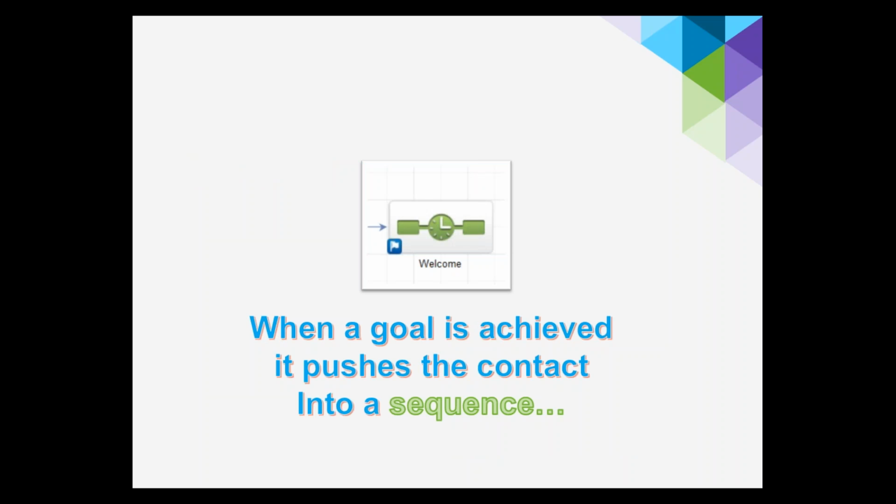Once a goal is achieved, it will push people into a sequence, and a sequence is represented by a rectangle with a clock in the middle, and those are supposed to be 2 emails on the sides, but it looks like a barbell. So when a goal is achieved, it pushes people into a sequence automatically.